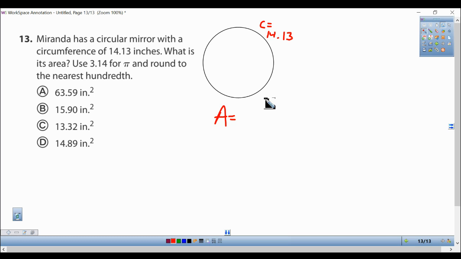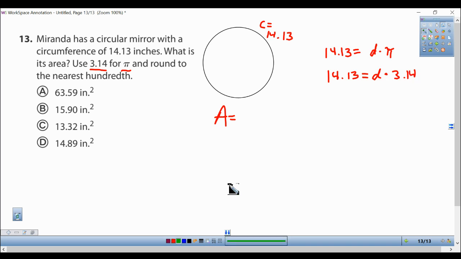So our circumference, as we know, is 14.13. The formula for a circumference is the diameter times pi. In this case, they told us to use 3.14 for pi. So 14.13 is equal to the diameter, which we're going to find out, times 3.14.